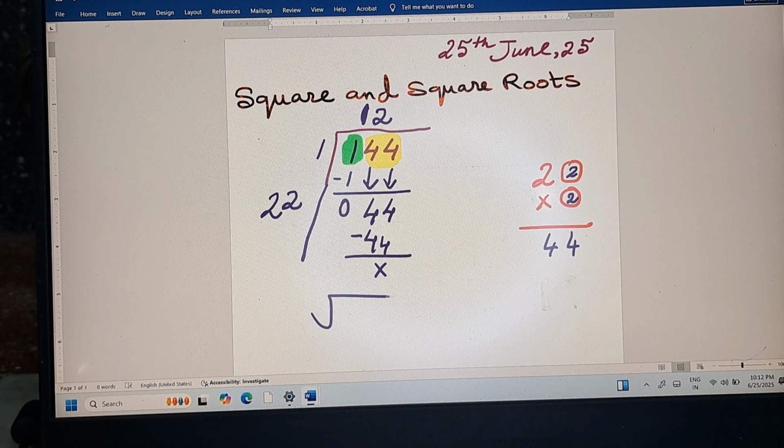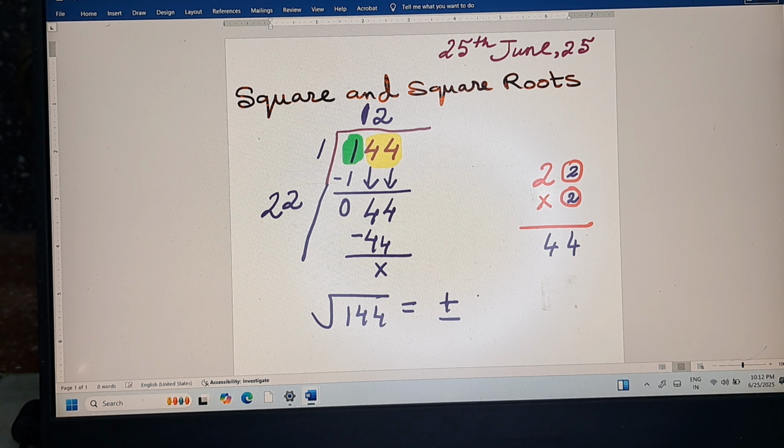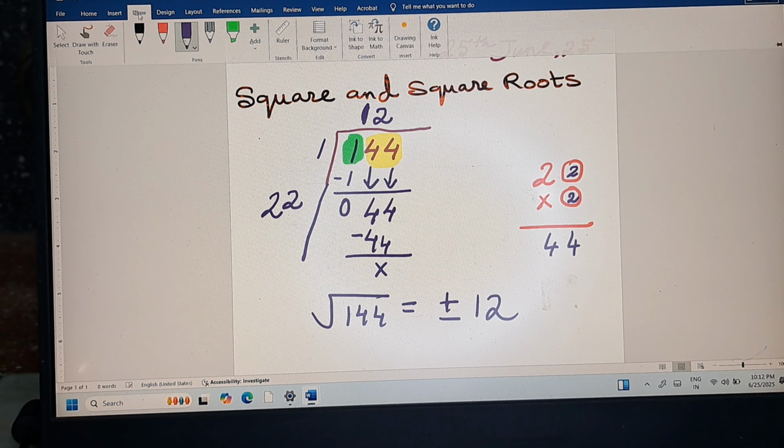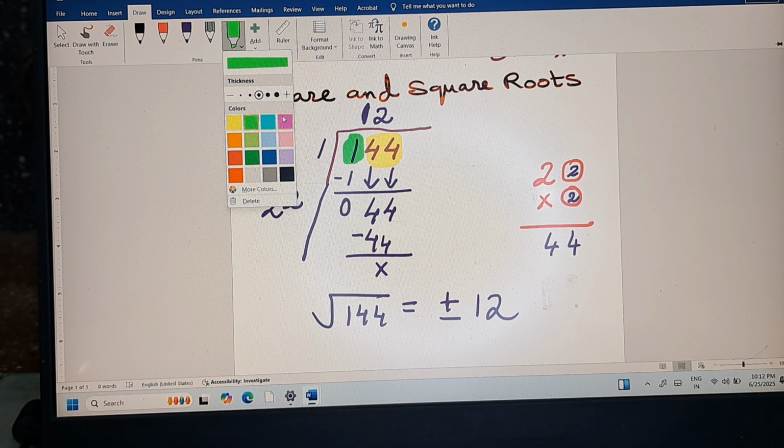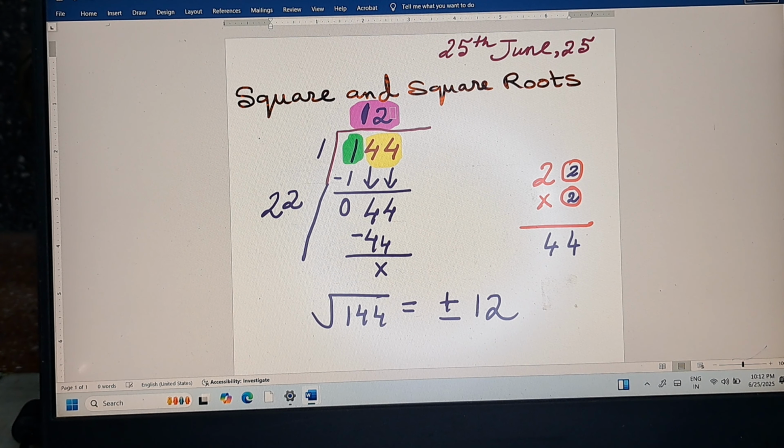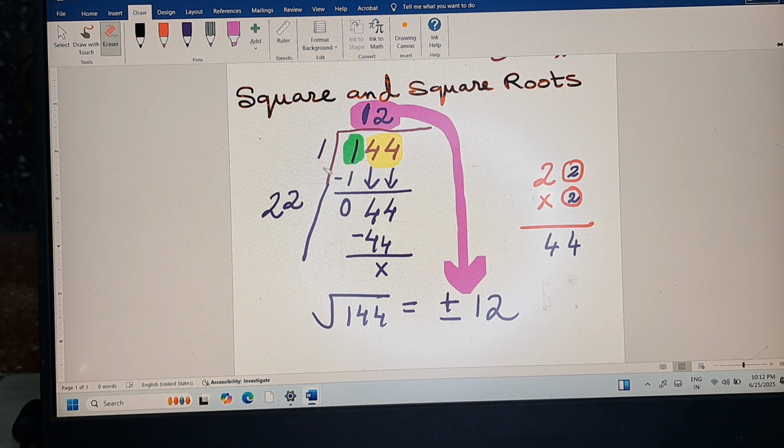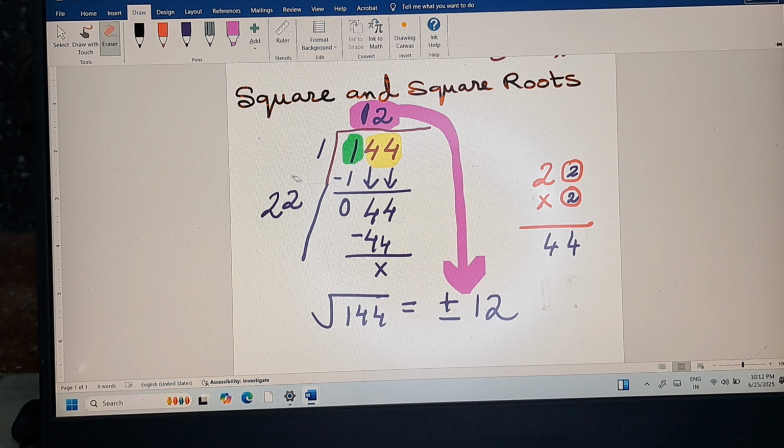So the square root of 144 is equal to plus minus 12. Here is the answer on the top. You need to identify the answer. So the square root of 144 will be plus minus 12. So what we have learned is the square root of 144 in both methods. Method 1 is the prime factorization method. Method 2 is called the division method.